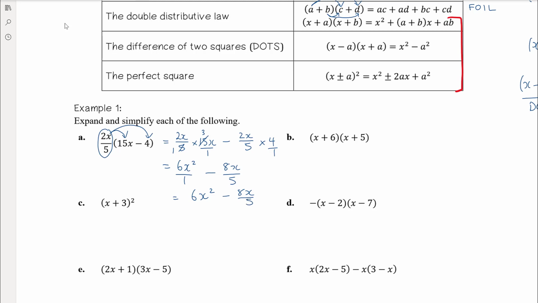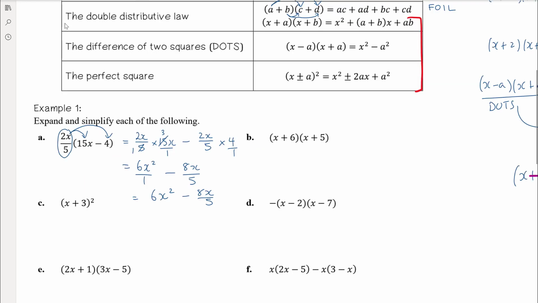It would also be good if you were able to think a bit more efficiently in that process as well. So thinking about 2/5 of 15. What's 2/5 of 15? Well, 1/5 of 15 is 3, therefore 2/5 of 15 is 6. And straight away being able to see that that first term will be 6 times x squared.